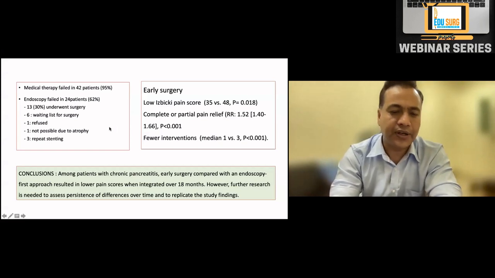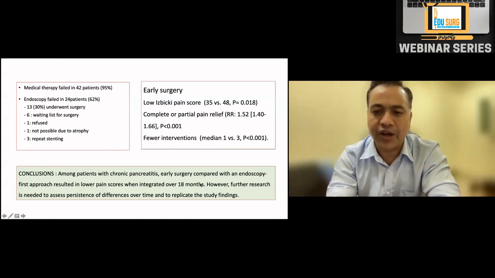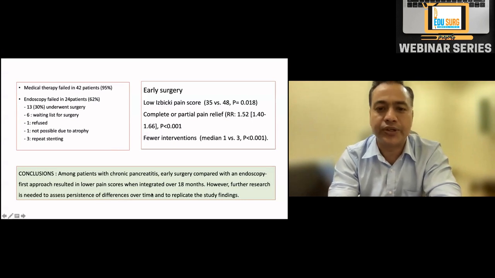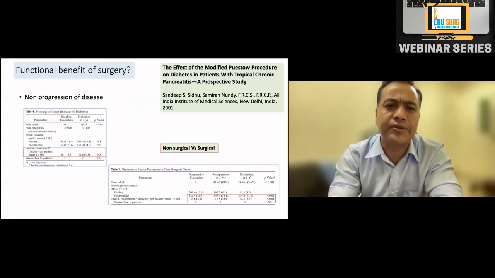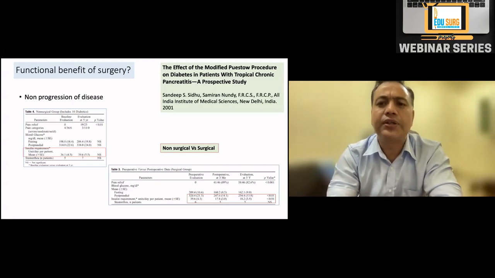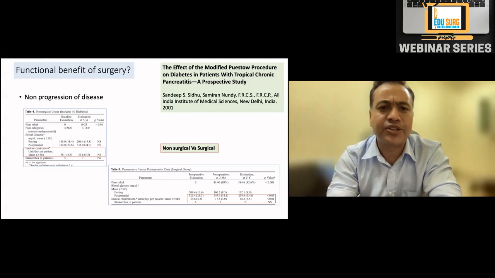So the conclusion of the ESCAPE trial is that among patients with chronic pancreatitis, early surgery compared with an endoscopy-first approach resulted in a lower pain score when integrated over 18 months. However, they still recommended further randomized controlled trials to address these issues. Does surgery have any functional benefit? I think, as I have shown you in some of the previous evidence, yes, early surgery can control the deterioration of exocrine and endocrine insufficiency.